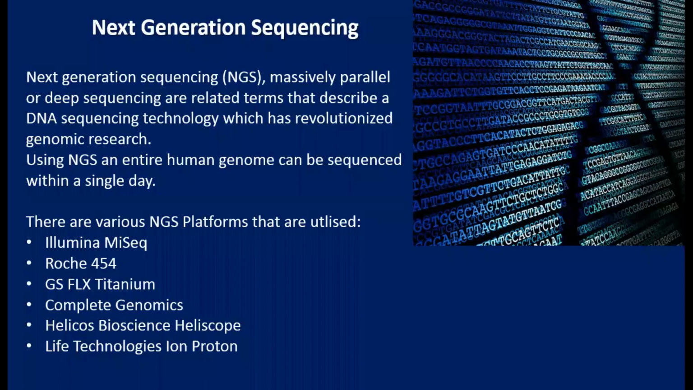Now, when you go for a next generation sequencing process, there are various platforms which allow you to do those sequencing processes, right? A very major company is called Illumina. Illumina provides you a platform whereby you can actually go and do your next generation sequencing.